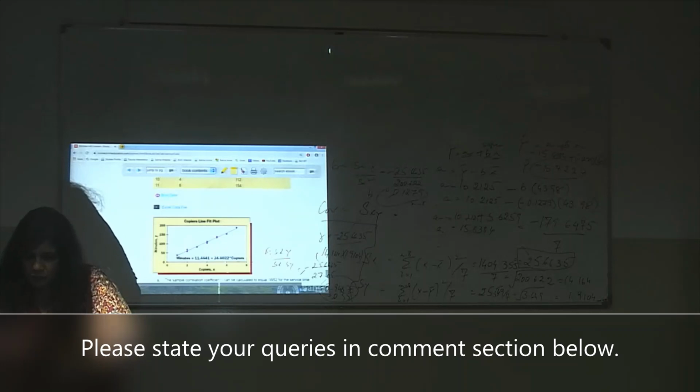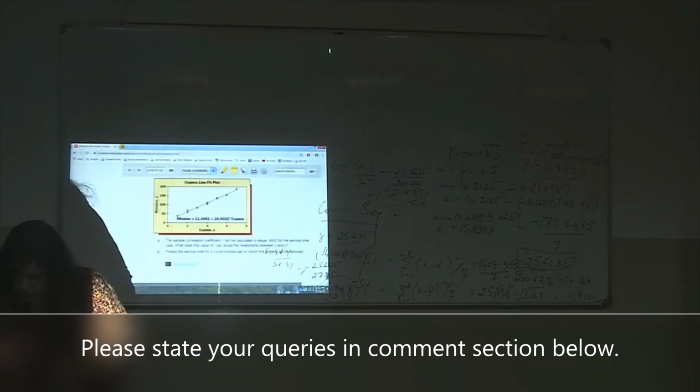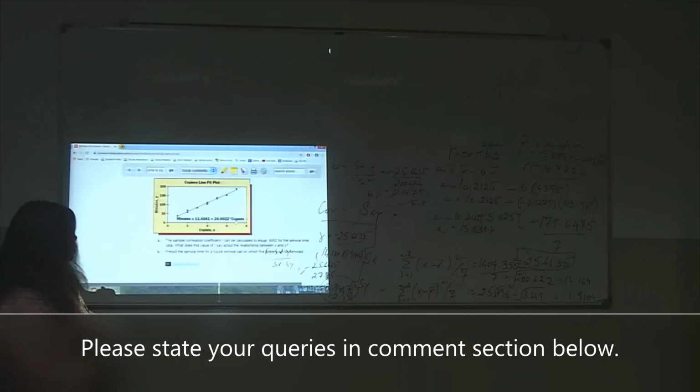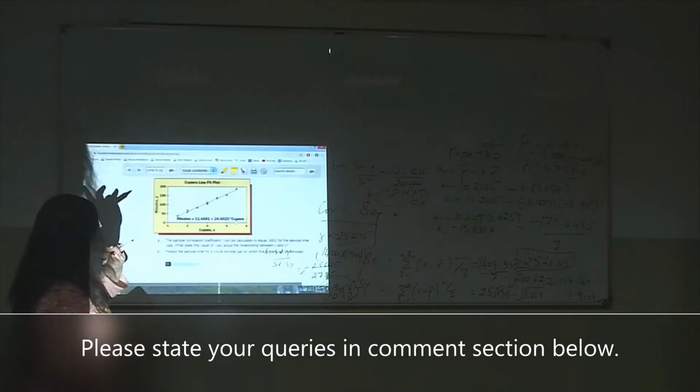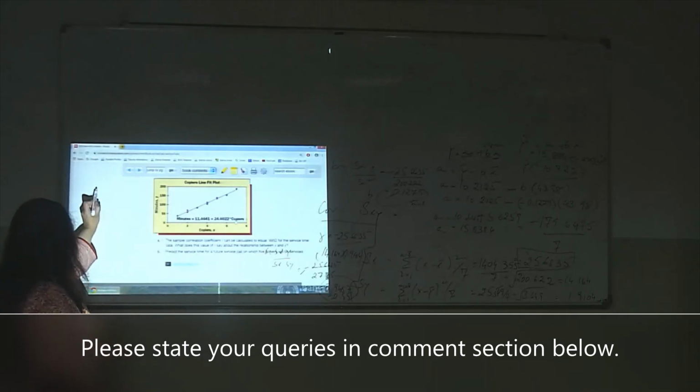And they've asked us to predict the service time for a future service call on which 5 copiers will be serviced. So this 5 will actually be placed here. Let me just do this for you. So it's 11.4641.